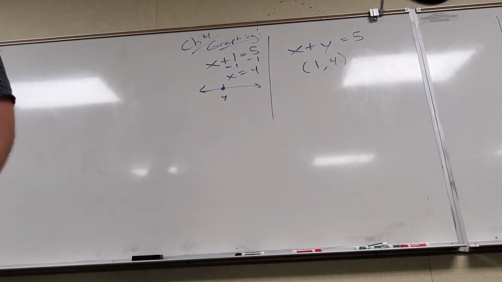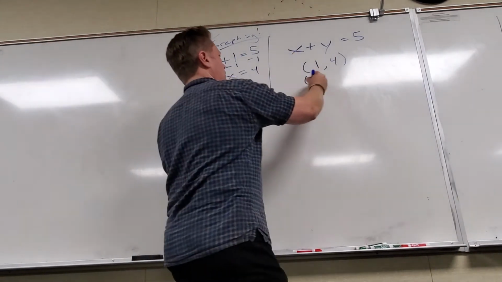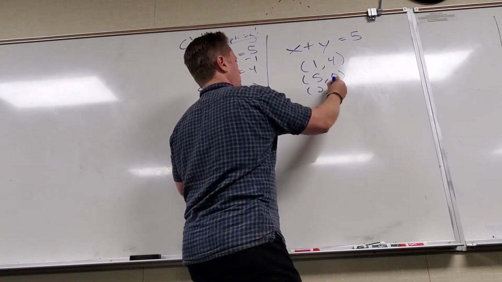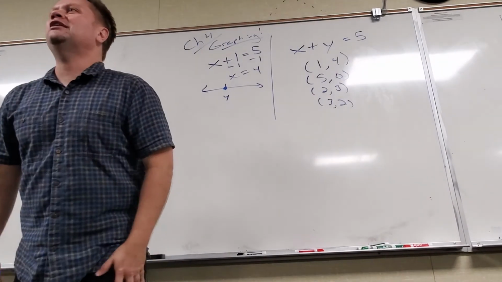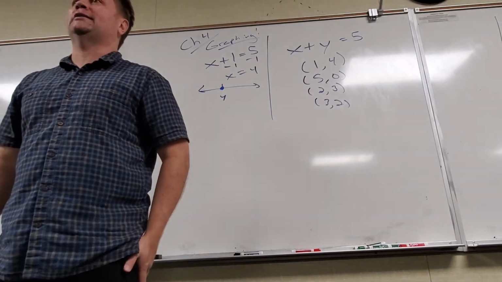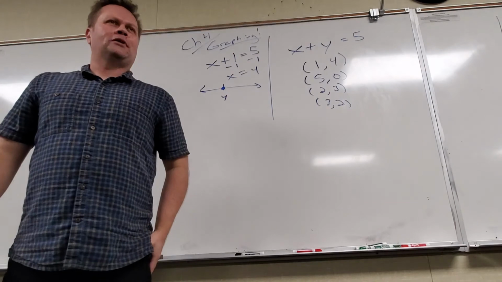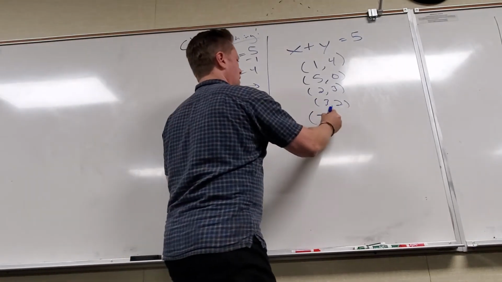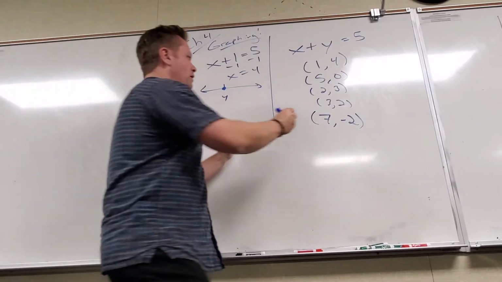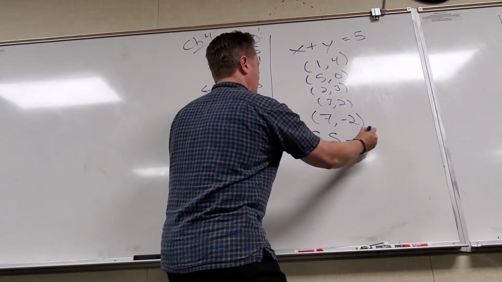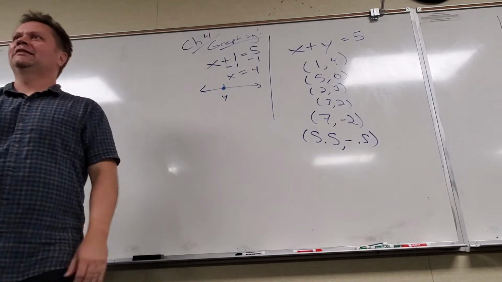Give me another one. 5 and 0. 2 and 3, 3 and 2. I like it, all right? How long could you do this? Forever. Freaking ever, and you haven't even cracked past whole numbers. Right? I could also do 7 and -2. Yes? There's some integers. How about 5.5 and -0.5? Yes.